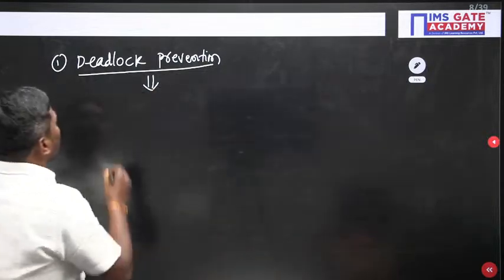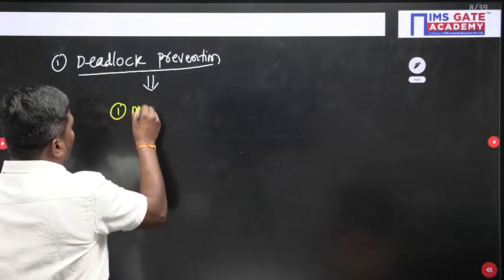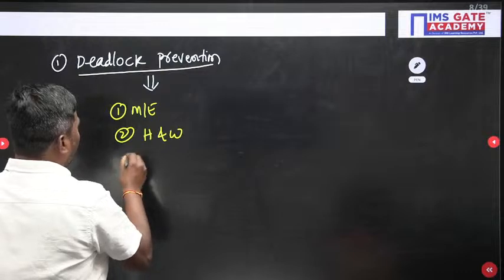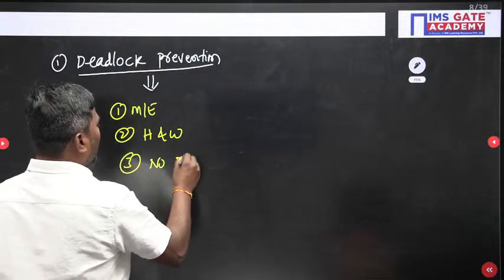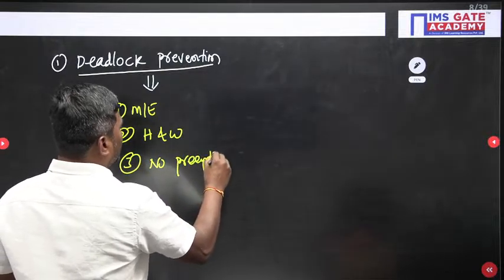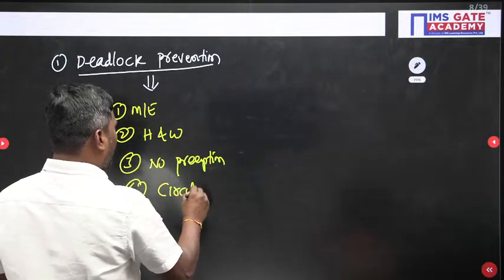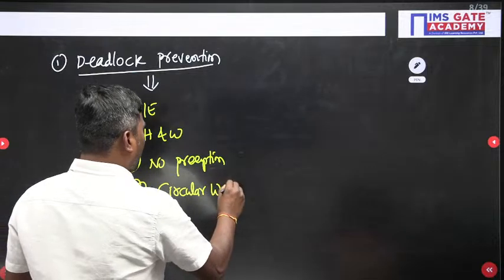The necessary conditions: one is mutual exclusion, the second is the hold and wait condition, the third is the no preemption condition, and the fourth is circular wait.